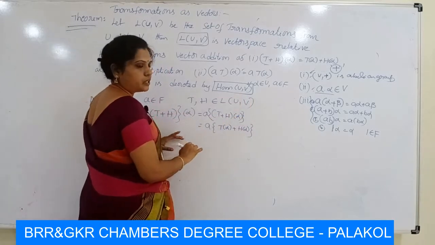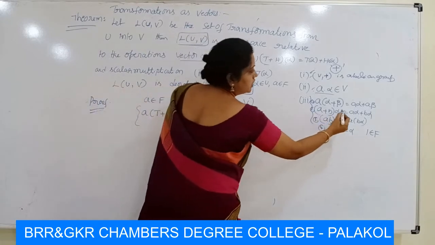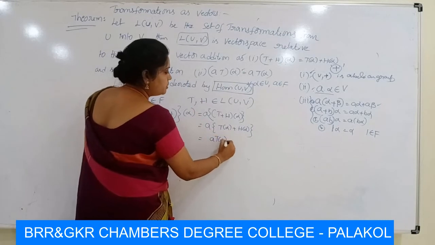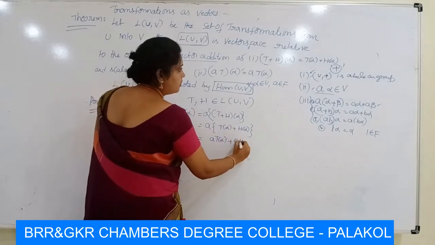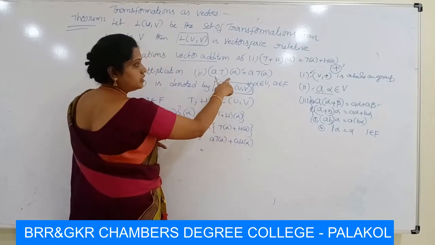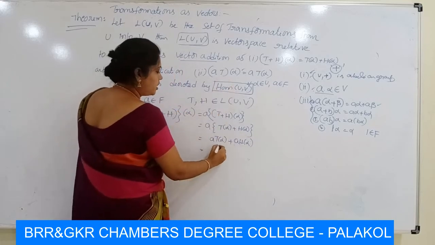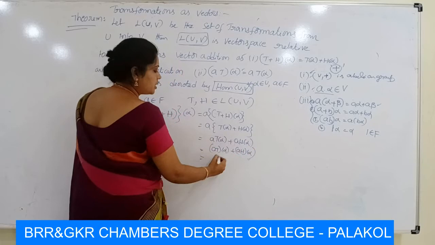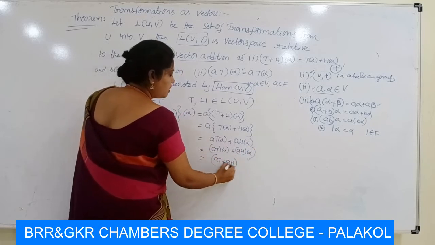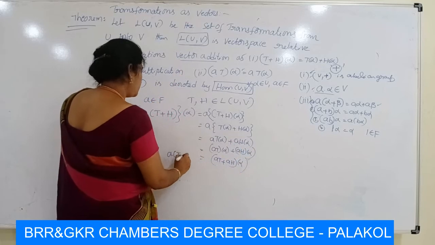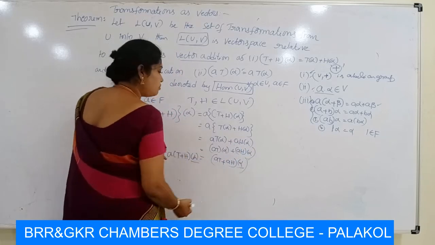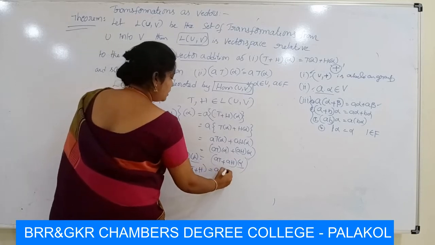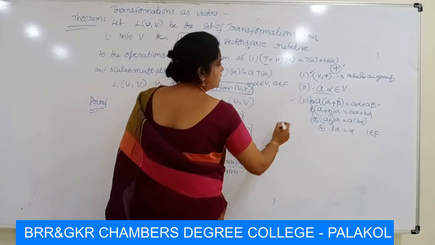Here T of alpha, H of alpha are vectors in V, and V is a vector space. In a vector space this property is satisfied, so we can write A into T of alpha plus A into H of alpha. Again by the scalar multiplication definition, AT of alpha plus AH of alpha. By the sum of the transformations, this can be written as AT plus AH of alpha. Here A into T plus H of alpha, so alpha is the same element on both sides. Therefore A into T plus H is equal to AT plus AH. So the first property is satisfied.